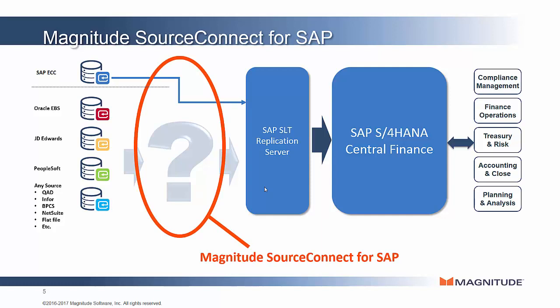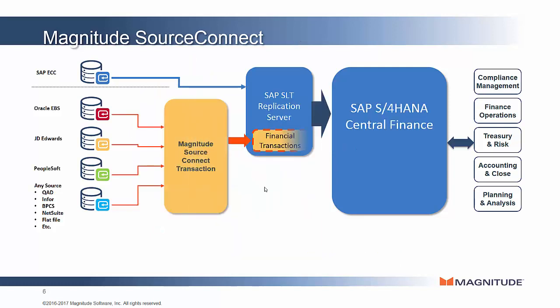Each of the modules does a different aspect of collecting and loading that information into Central Finance so that the information can be used. The first module, SourceConnect Transaction, is there to collect transactional information from each of the source systems and then load the financial summary information, the journal information, into SLT replication server, and from there it's loaded into Central Finance.